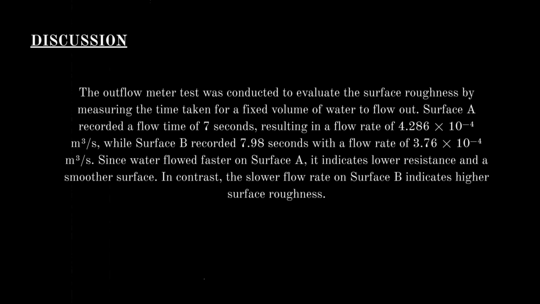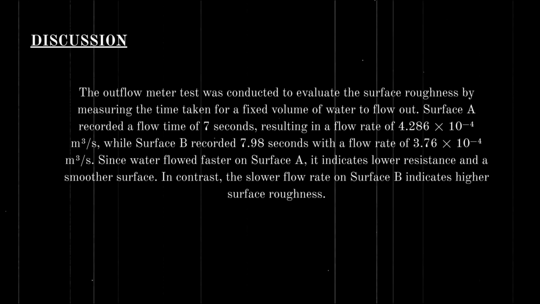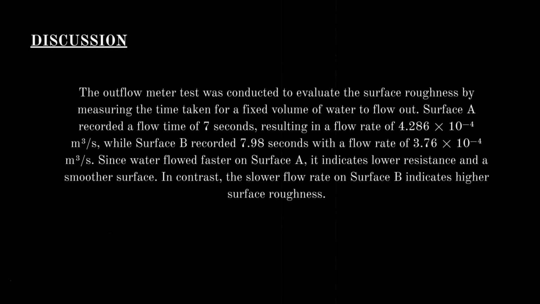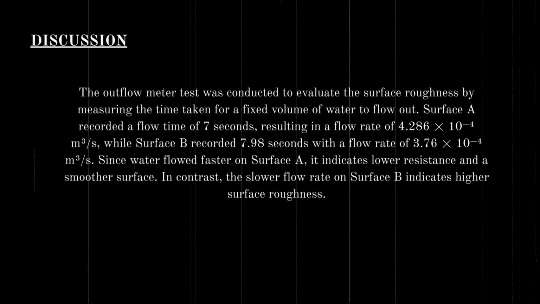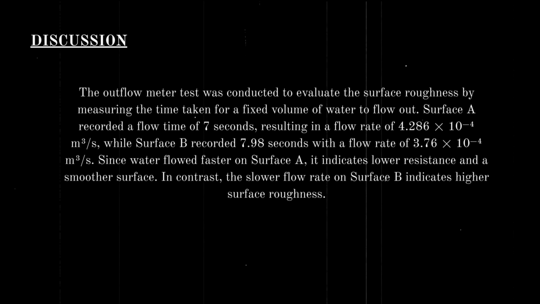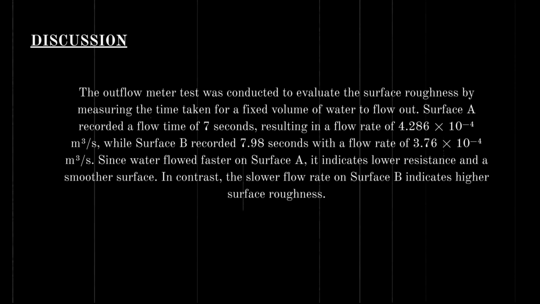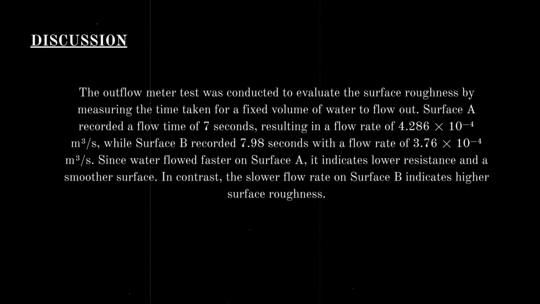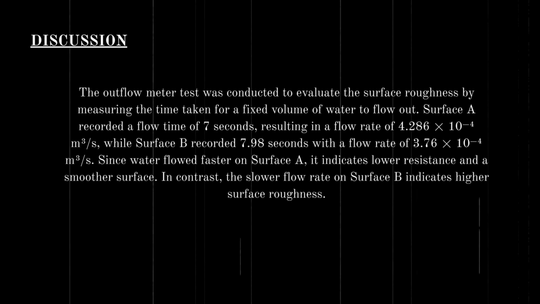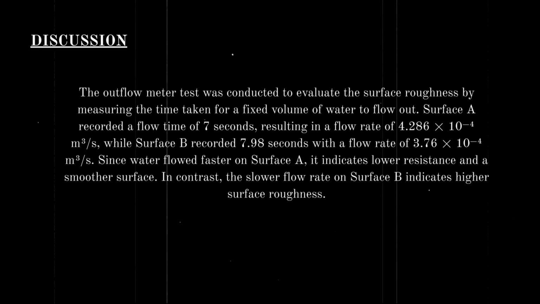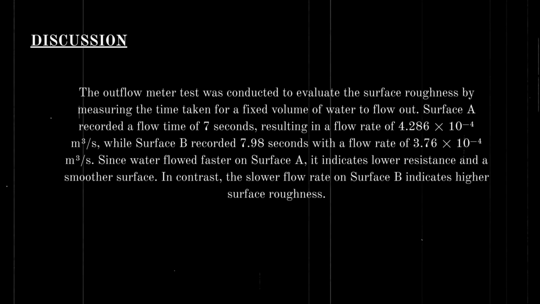The outflow meter test was conducted to evaluate the surface roughness by measuring the time taken for a fixed volume of water to flow out. Surface A recorded a flow time of 7 seconds, resulting in a flow rate of 4.286 times 10 to the power of -4 cubic meter per second, while surface B recorded 7.98 seconds with a flow rate of 3.76 times 10 to the power of -4 cubic meter per second. Since water flowed faster on surface A, it indicates lower resistance and a smoother surface. In contrast, the slower flow rate on surface B indicates higher surface roughness.